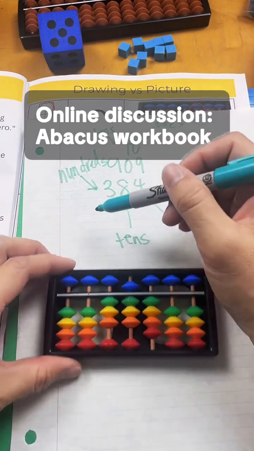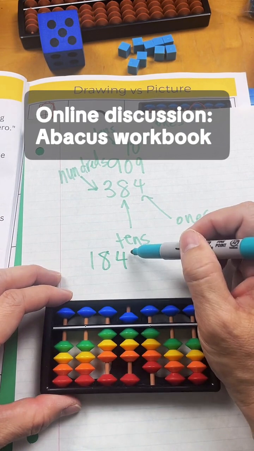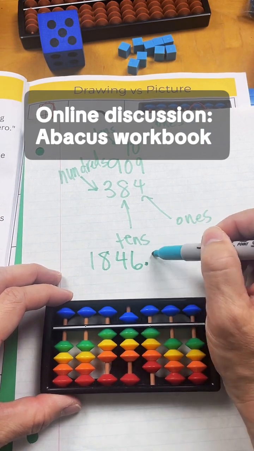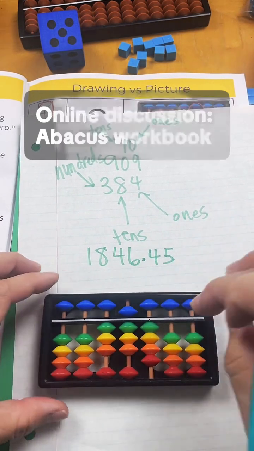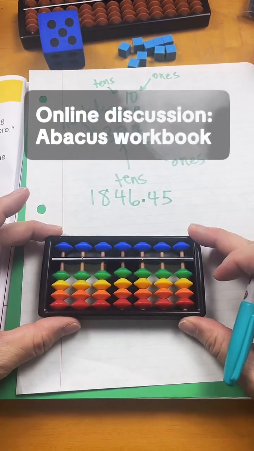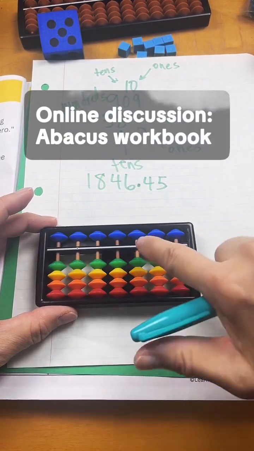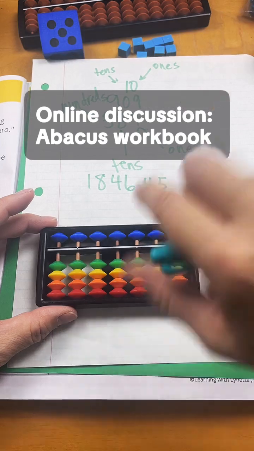So we have a number here. We have a number 8,846.45. So on this abacus, we're going to clear our abacus. It's going to be 0, right? We're going to clear our abacus and it'll be 0. So we can start here by the ones.